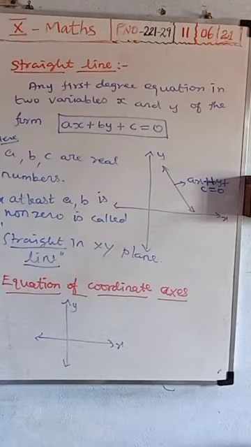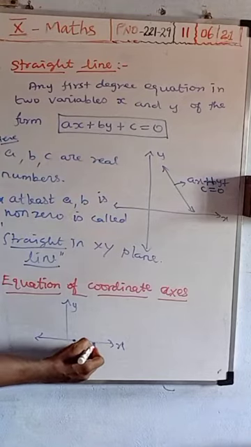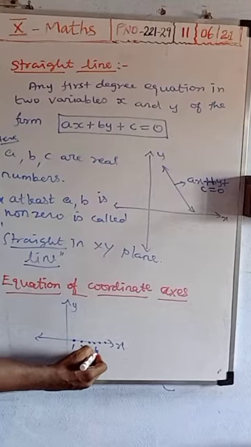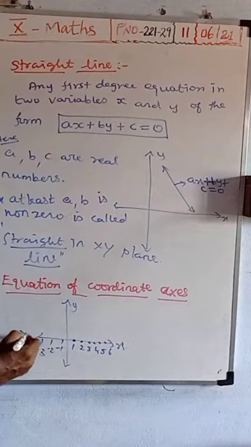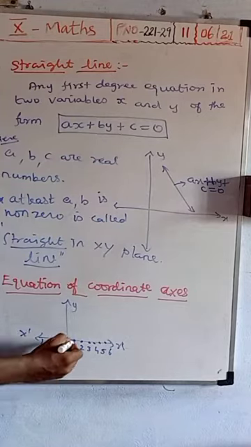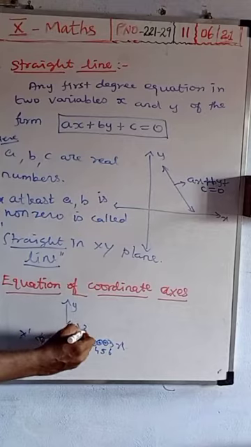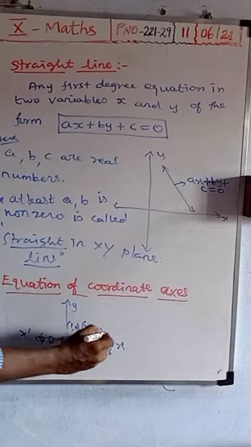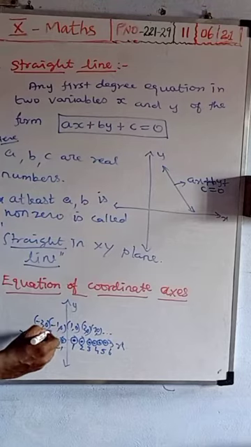Suppose on the x axis you choose the points 1, 2, 3, 4, 5, 6 and so on. This side is -1, -2, -3, x dash. Here we are plotting all the points. You will get the points 1 comma 0, 2 comma 0, 3 comma 0, 4 comma 0, and it will go on. Here -1 comma 0, -2 comma 0, and so on.